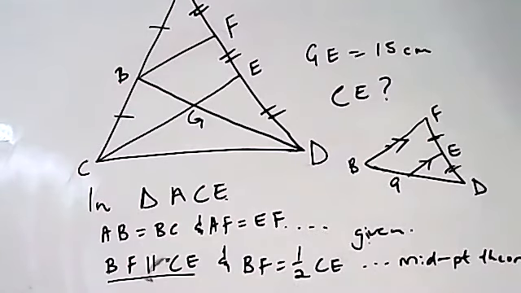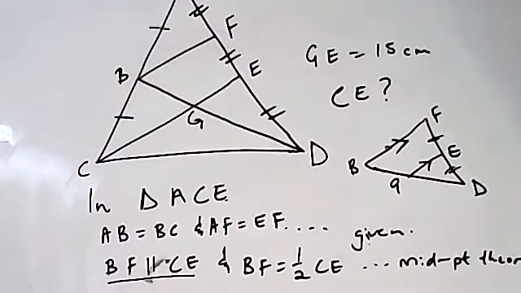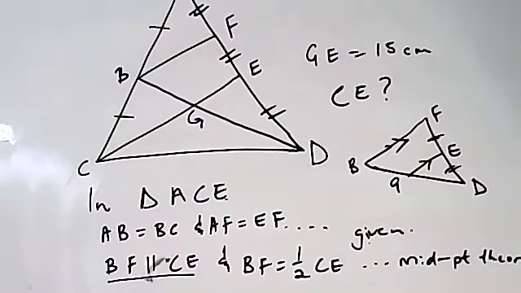So does that mean that G is the midpoint of C and E? Does it mean that G is the midpoint of CE? G is the midpoint of BD, not CE.